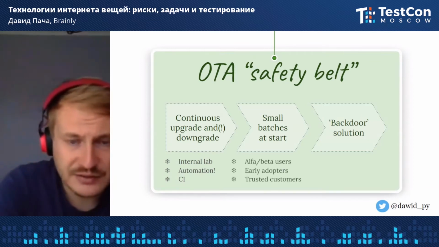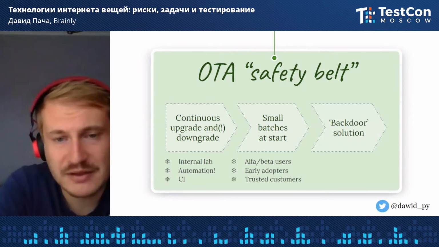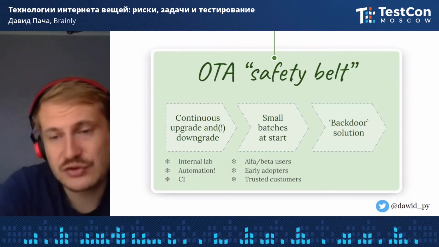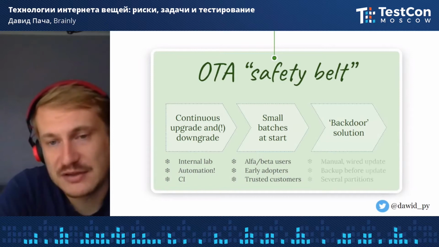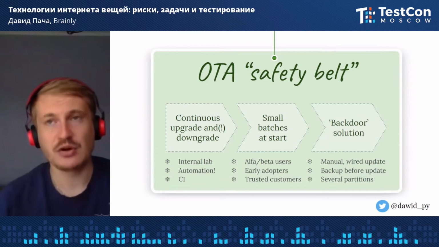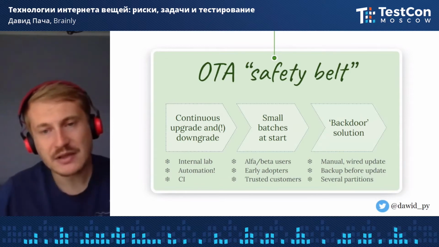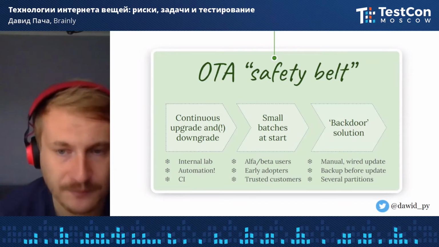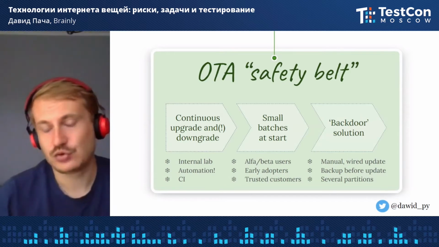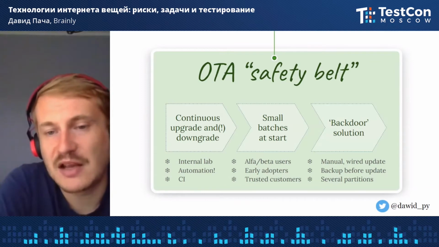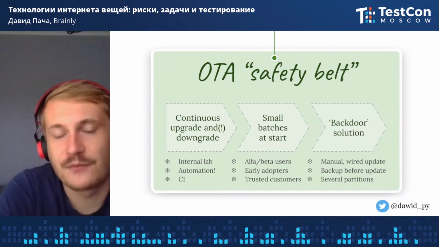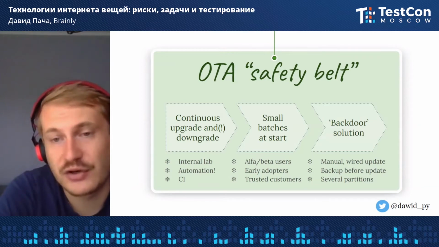Small batches at start, there are multiple solutions you may know. It's alpha, beta users, maybe early adopters, maybe trusted customers. Well, there is a variety of possibilities. And backdoor solutions is implementation based. So if there is a problem with wireless update, maybe that's possible to somehow do it manually. Or if we worry about losing data, just keep it as a separate partition and being able to always restore it. Well, that depends only on creativity of architects.